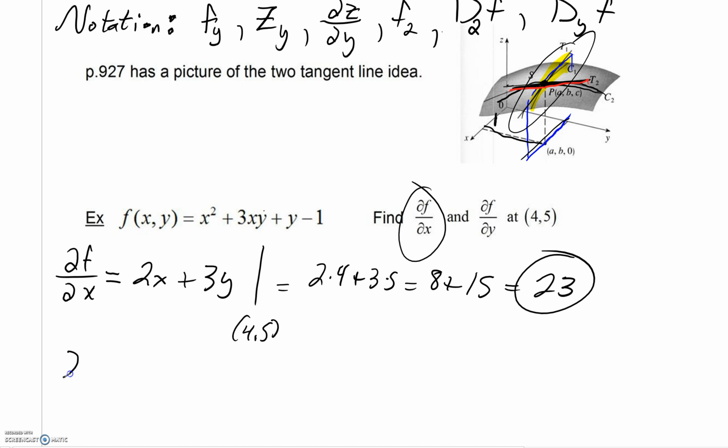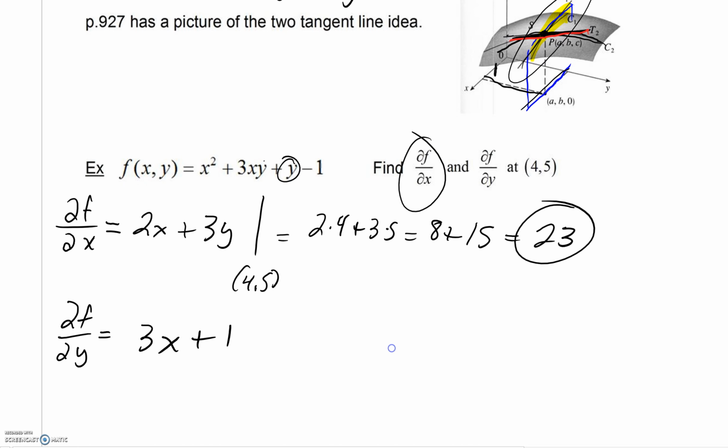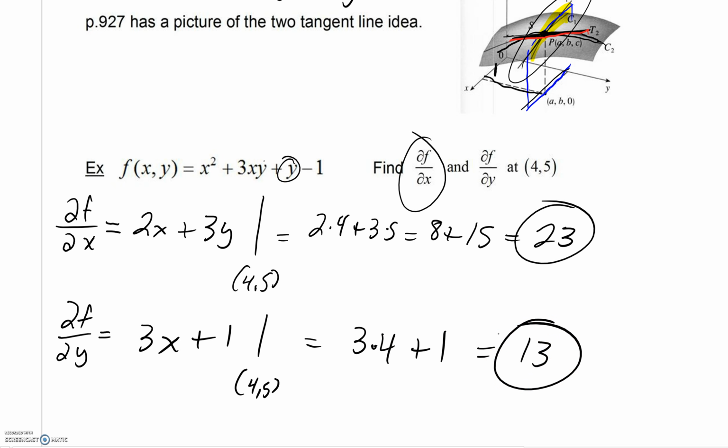You could say, what if I did a partial derivative of f with respect to y? Well, what's the derivative of x squared with respect to y? 0. It's a constant, right? And then you'd say, well, what's the derivative of 3xy if I'm thinking of x as a constant? 3x. What's the derivative of y? A 1, and the derivative of negative 1 goes away. Hey, all of a sudden we're taking some derivatives. How about that? Well, then what? Plug in the point 4, 5. There's no y coordinate to even bother with, and that's okay. 3 times 4 is 12, 12 plus 1. You get 13. You doing okay?